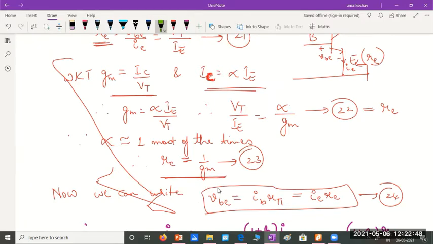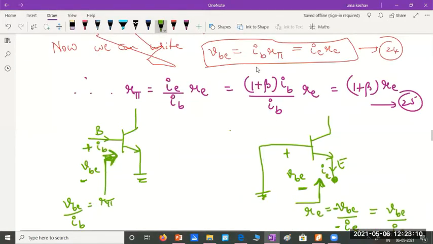So in other words, this base emitter voltage can also be defined as IE RE if we look into the transistor from the emitter terminal. So looking into the transistor from emitter terminal, I can represent the base emitter voltage as IE RE, and we could use this equation 24 to relate r pi and RE. We could show that the resistance in the base and emitter junction r pi is 1 plus beta times the resistance in the emitter junction RE.